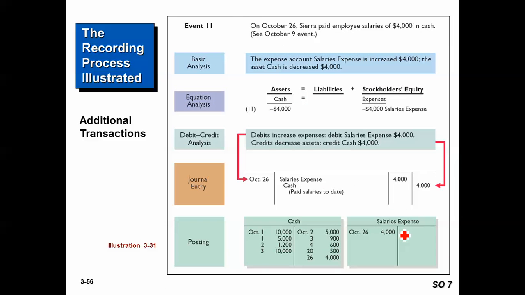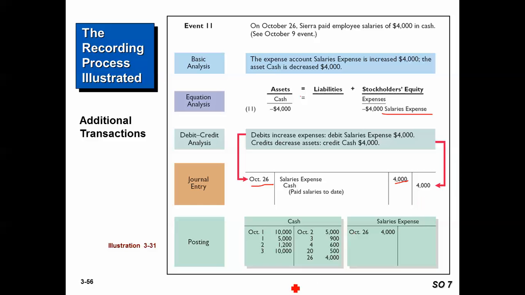Event number 11, October 26th, a day that lives in infamy, happens to be my birthday. Sierra paid employee salaries of $4,000 in cash. My cash goes down, and my shareholders' equity goes down because an expense reduces shareholders' equity. October 26th, a very important day. Debit, salaries expense, $4,000. Credit, cash.